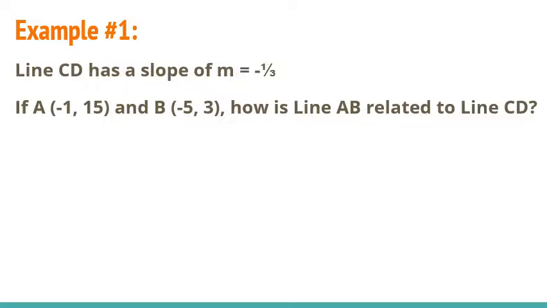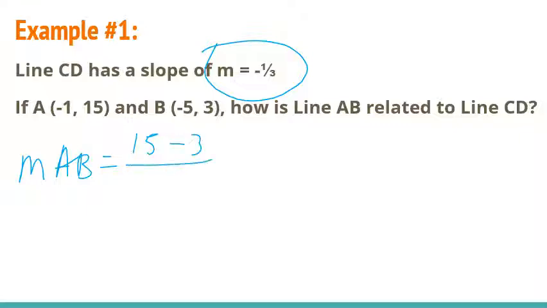All right, let's practice one here, one where we don't have a visual. So we're given that the slope of line CD is negative 1/3. If line AB is located at these 2 points, points A and B, how is line AB related to line CD? So let's check it out. Let's figure out the slope of line AB. Slope of AB, and we're going to have 15 minus 3 over -1 minus -5. So 15 minus 3 is 12. Make that a big plus. All right, 12 over 4.